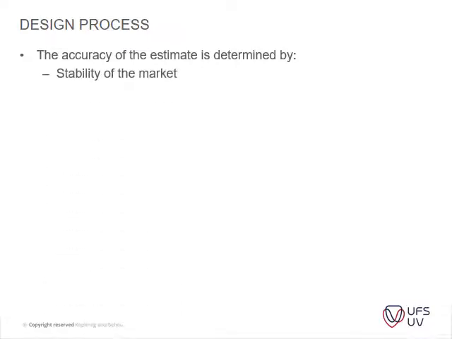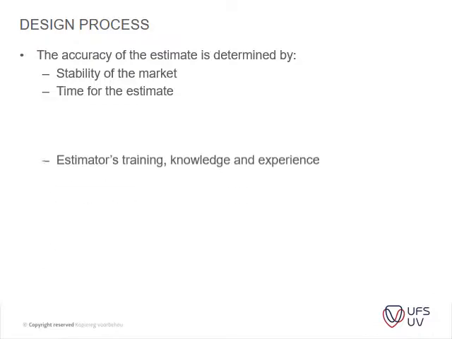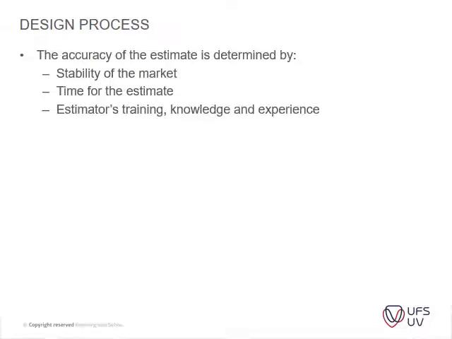Okay, then you've got your design process. The accuracy of the estimate is determined by the stability of the market, the time of the estimate, the estimator's training, knowledge, and experience. Accuracy of information is very important. If you select a certain type of tile, for instance, porcelain in comparison to ceramic, it will have a big influence on the cost.